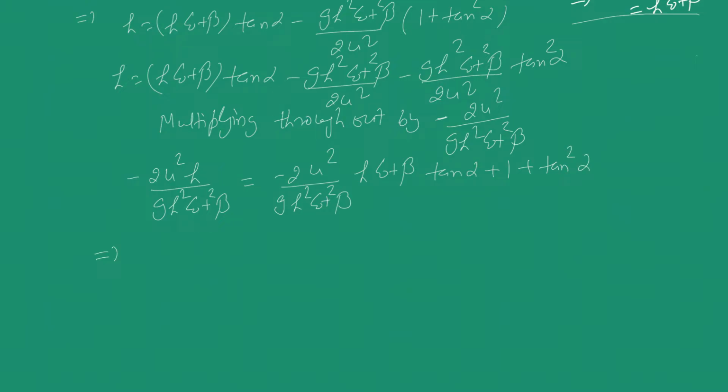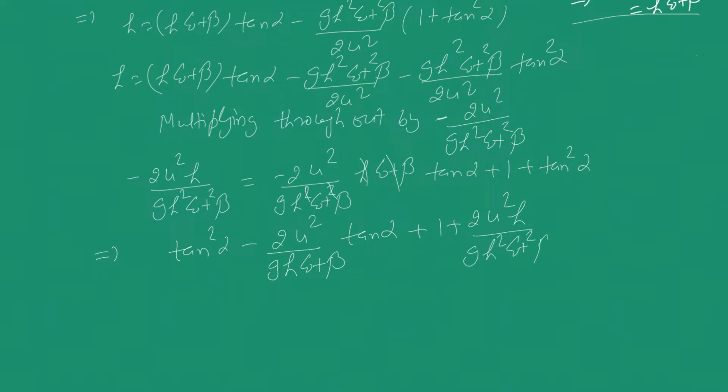This further implies that now one cot will cancel out, so we are left with tan square alpha minus 2 u square by g h cot beta tan alpha plus 1 plus 2 u square h by g h square cot square beta is equal to 0. Now this is quadratic in tan alpha.